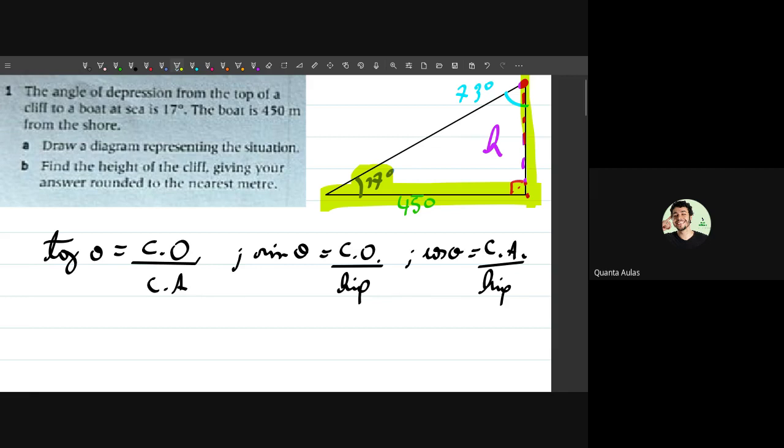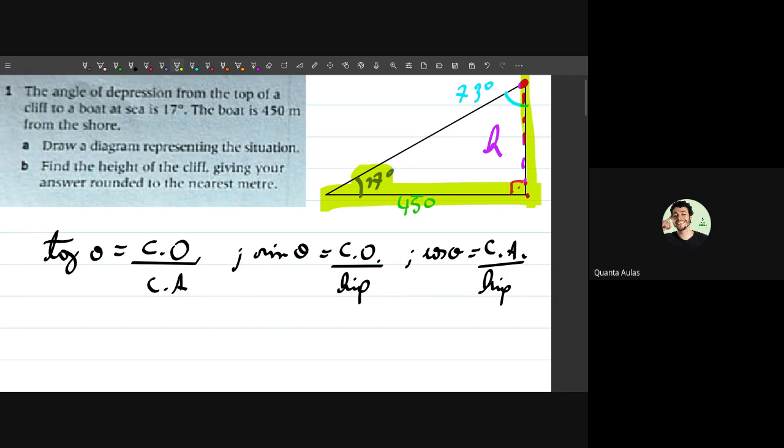Tangent 17 equals x divided by... Okay. What's the problem? Let me see. Tangent 17 is 3.5. I don't know. This seems strange to me. Let me see.